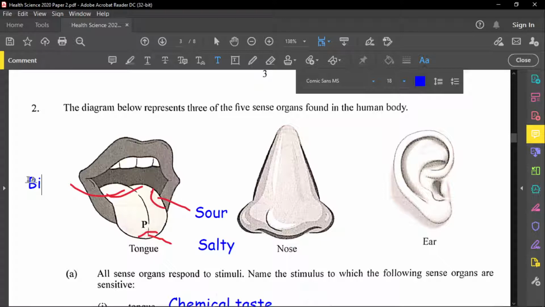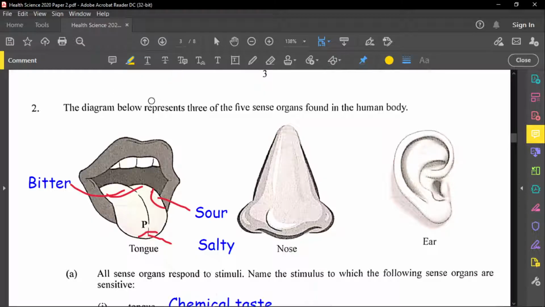Let me just quickly shift this over. The salty will be right here. Sweet is in the middle, sweet right here. And then sour at the sides and bitter at the back. Okay, so just to note that.